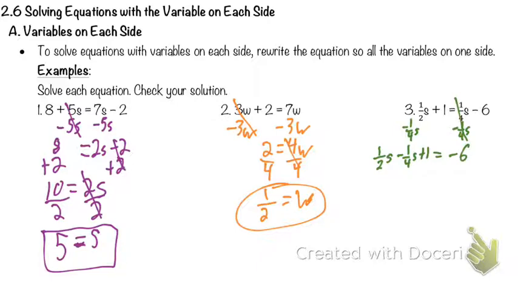All right, continuing on. 1/2 s minus 1/4 s, our common denominator is 4, okay? So we have to multiply this one by 2 and 2. So we end up getting 2/4 s minus 1/4 s plus 1 equals -6. Well, 2/4 minus 1/4, we end up getting 1/4 s plus 1 equals -6. Subtract the 1. 1/4 s equals -7.